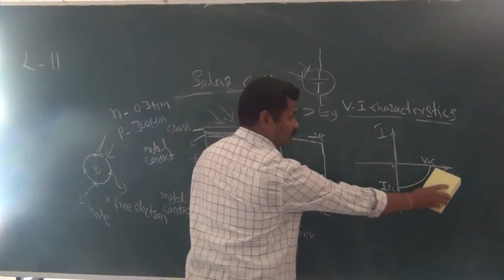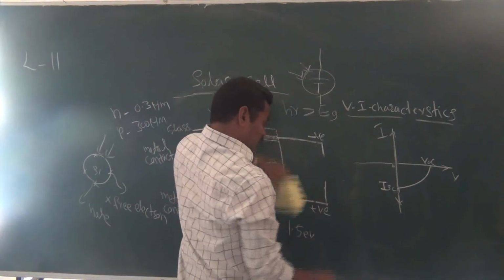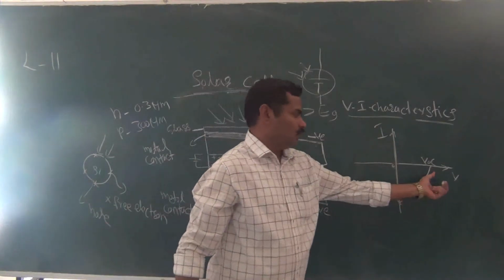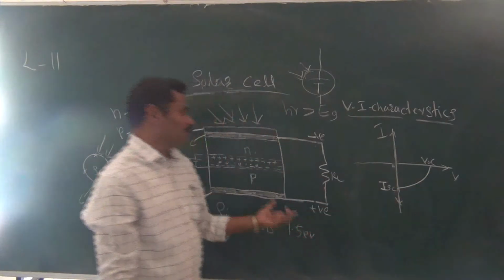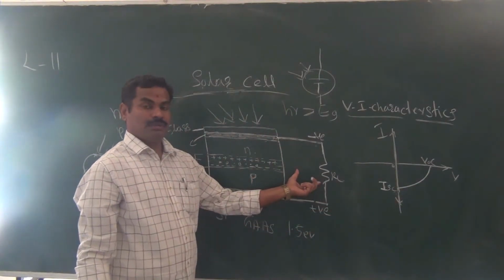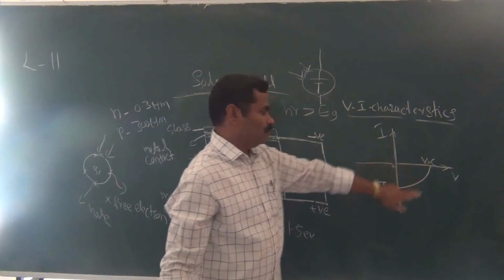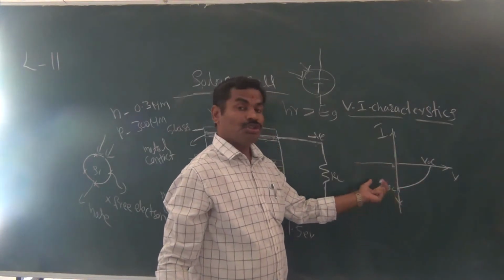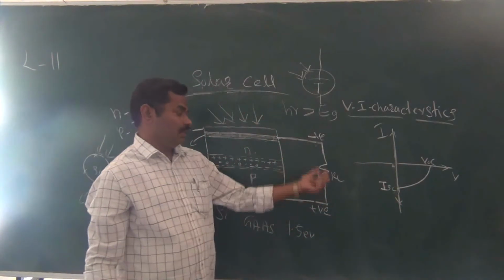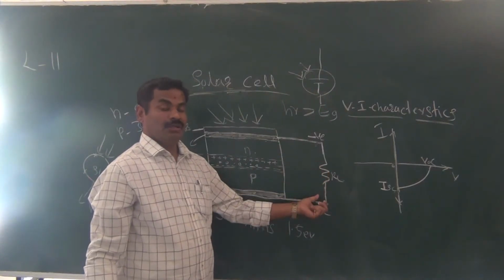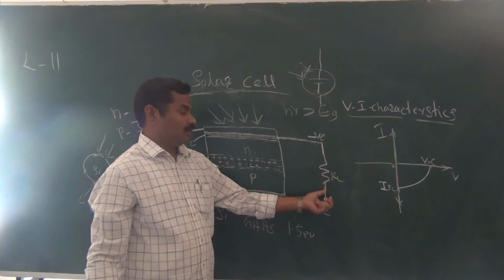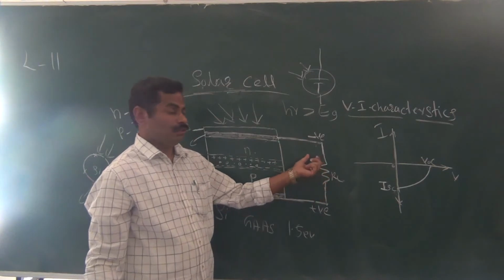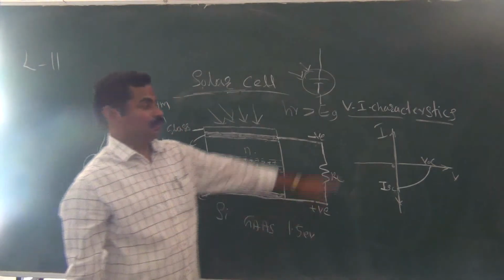And in between here, what happens? If we connect the load RL here, then the current will go through the solar cell. This is about the VI characteristics of your solar cell. The important things are VOC and ISC. VOC is nothing but open circuit voltage. ISC is nothing but short circuit current. If you are not connecting anything in between, it is called open circuit, and at that time the voltage will be maximum. If you connect the short circuit, joining the positive and negative terminals, then you get maximum current and the voltage will be zero. This is about the VI characteristics of your solar cell.